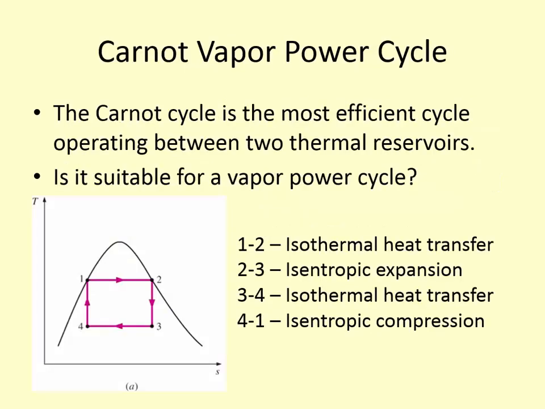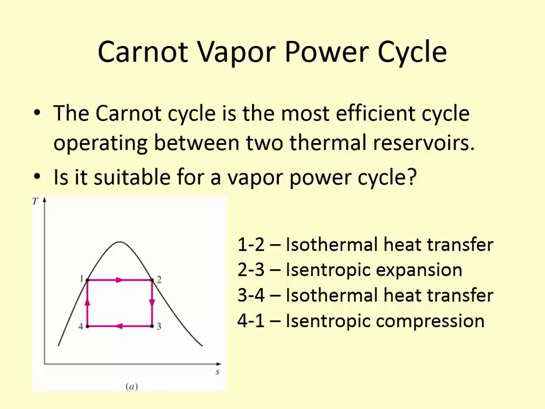The Carnot cycle we talked about in Chapter 6 is the most efficient cycle operating between two thermal reservoirs. So we want to look at it and see, is it suitable for our purposes in a steam power plant as a vapor power cycle? We're going to look at it under two different conditions. One, where it's operating completely within the dome, meaning that everything is a saturated liquid vapor mixture in all states except for state 1 and 2, where state 1 is all liquid, state 2 is all vapor.